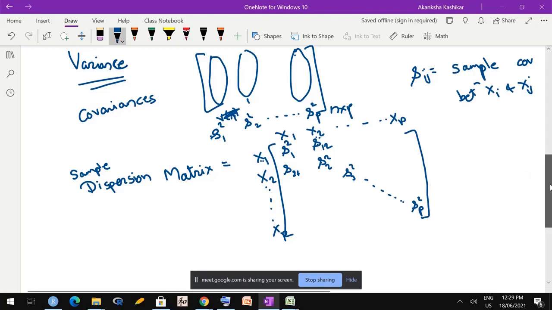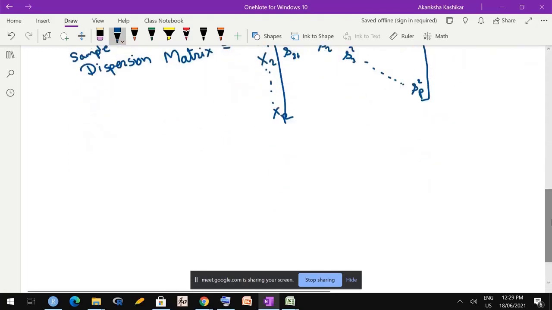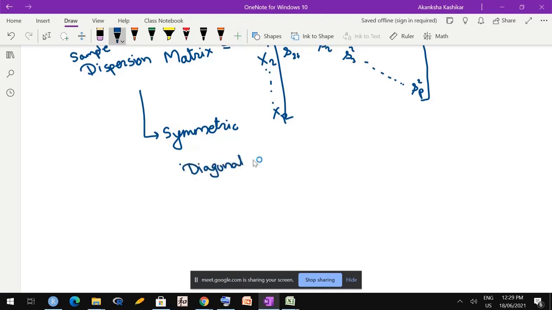Okay. So this sample dispersion matrix will have the property that it is going to be a symmetric matrix. Why? Because sample covariance is a symmetric statistic. Covariance of x1, x2 is the same as covariance of x2, x1. So this matrix would be symmetric. Its diagonal entries would be variances, so they can't be negative. So diagonal entries would always be greater than or equal to 0.